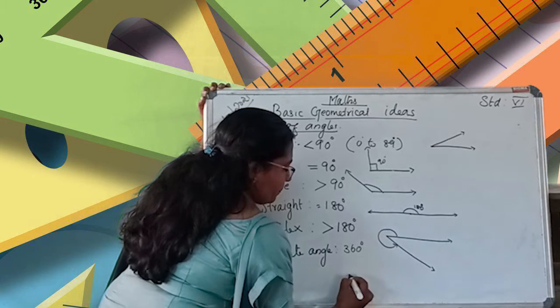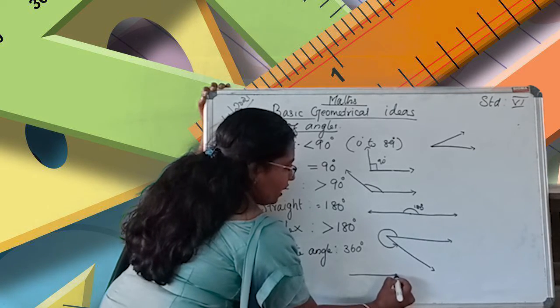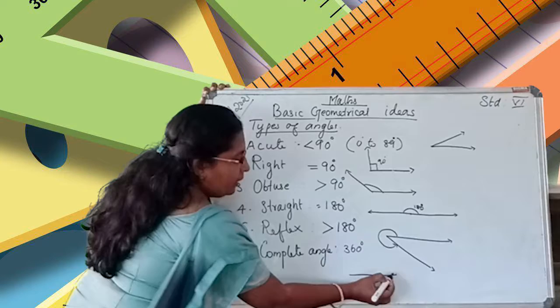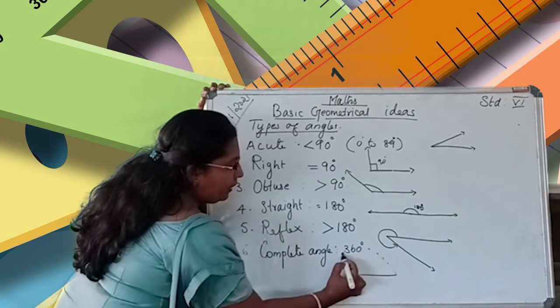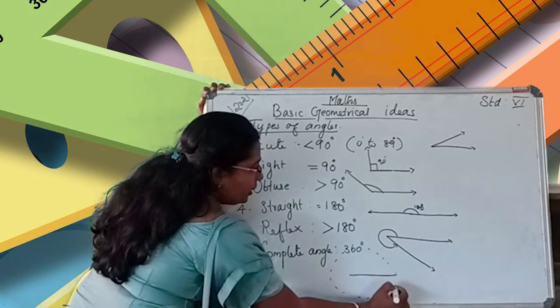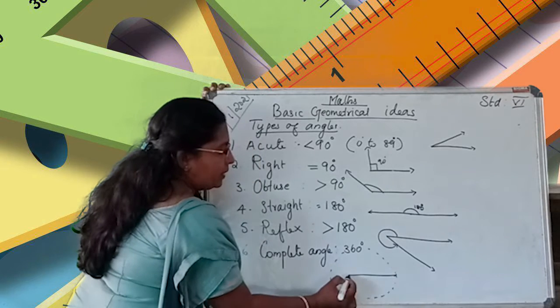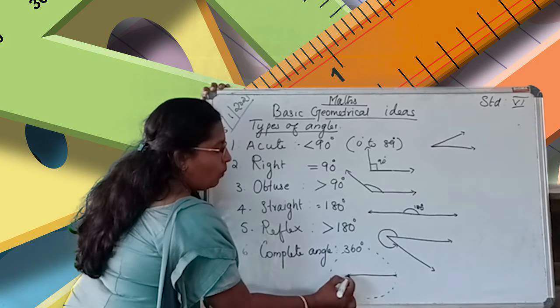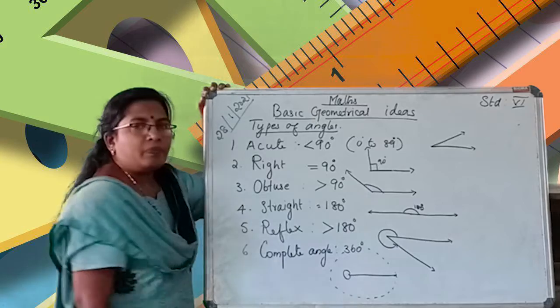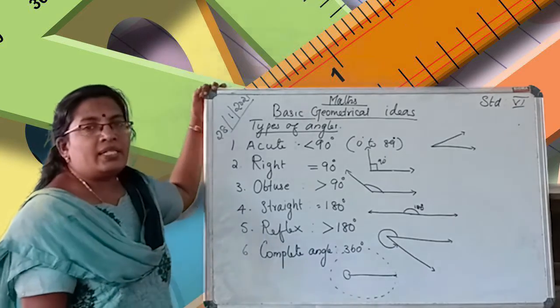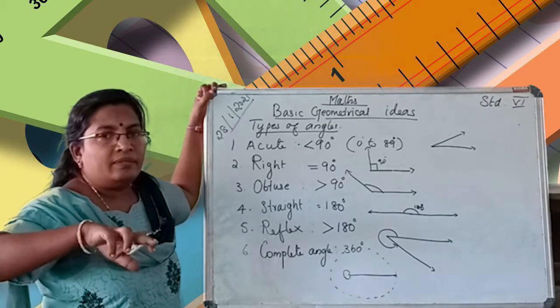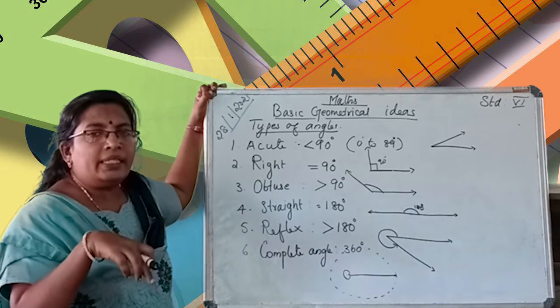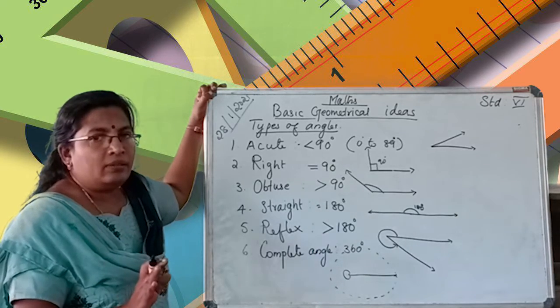Here see. When we start from here, then moving and finishing it in the starting point, that makes 360 degree. It makes a circle. 360 degree makes a circle.